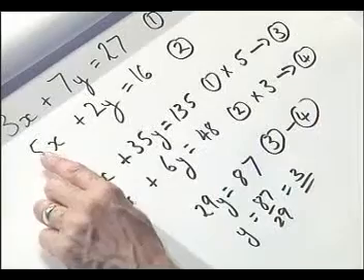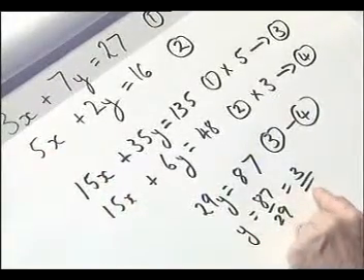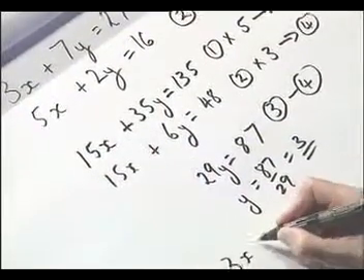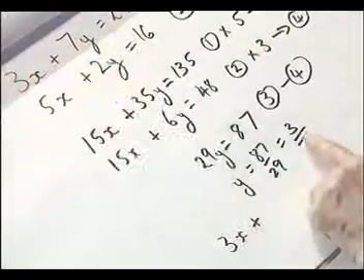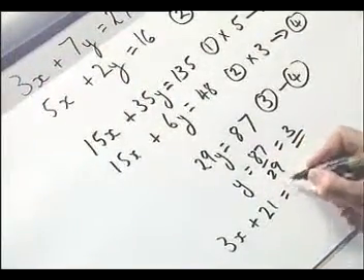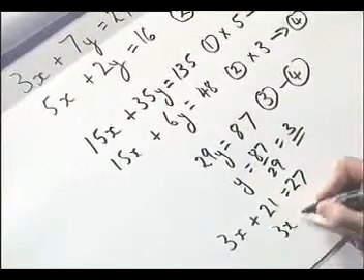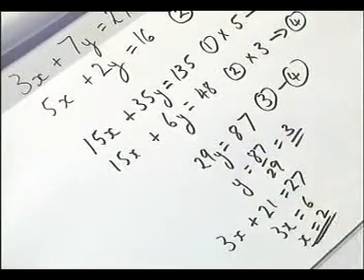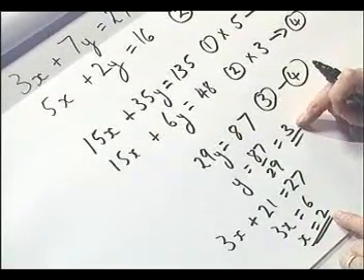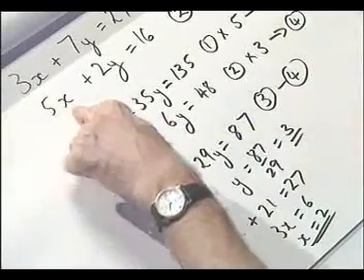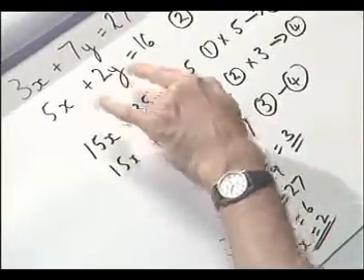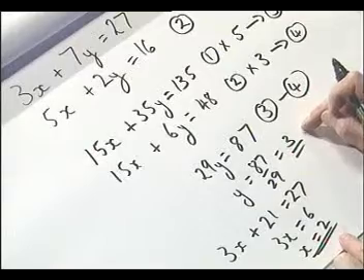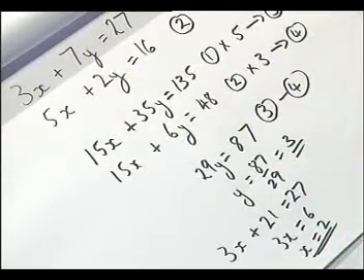Having got that, I need to know the value of x, so I can take y equals 3 and substitute it back, let's say, into equation 1. So I have 3x plus 7 times y, 7 3s are 21, is equal to 27. And so 3x is 6, taking 21 away from each side, and x is 2. Check this in here. 5 2s are 10, 2 3s are 6, 10 and 6 gives me 16, which is what I want. So I know that this is my answer, my solution to this pair of simultaneous equations.